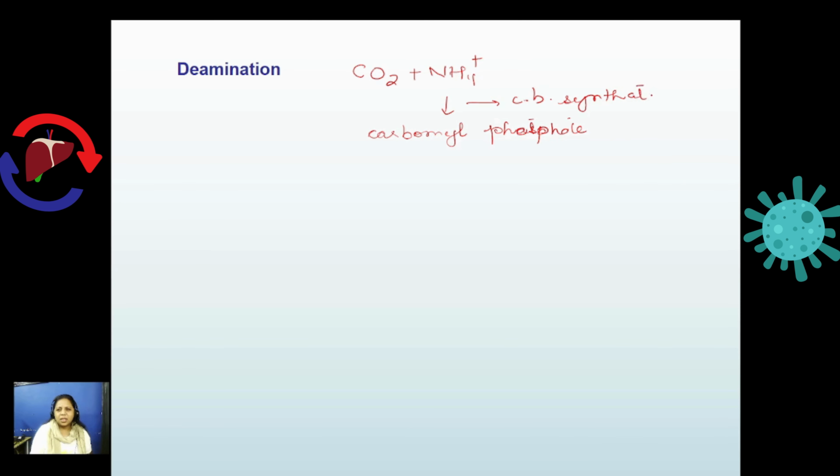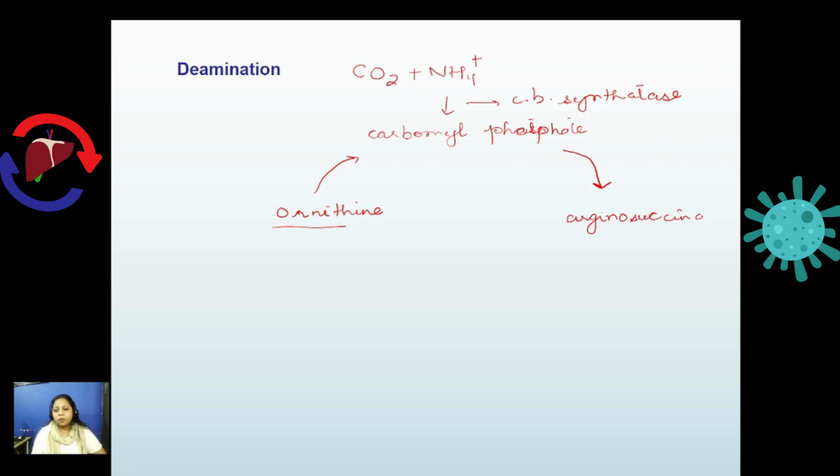So it's very easy to learn the names of the enzymes because the enzymes are almost similar to whatever the product is. Okay, this carbamyl phosphate now joins with ornithine. That's why this cycle is named the ornithine cycle as well. So now it is converted into arginosuccinate.